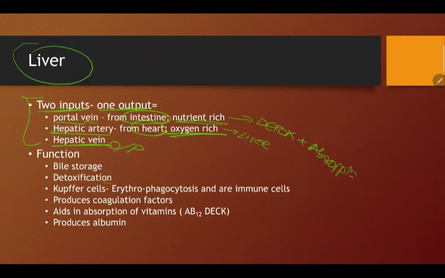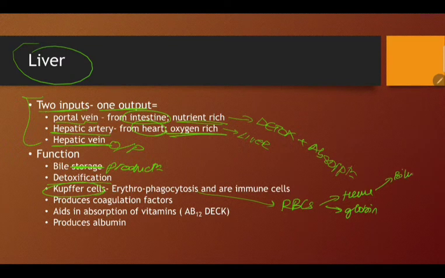Function, as you all know, detoxification. It'll help with, I wouldn't say bile storage, but more like bile production is important. It has Kupffer cells, which help with erythrophagocytosis. That means that when erythrocytes, as in RBCs, break down, they form heme and globin. Heme gets broken down into biliverdin and Fe2+. Biliverdin gets converted to bilirubin, which is unconjugated here.